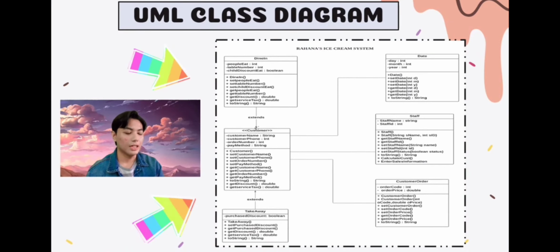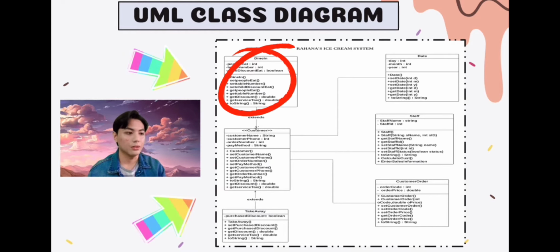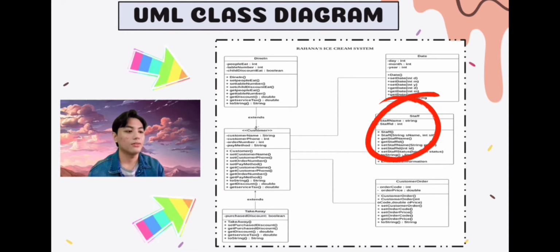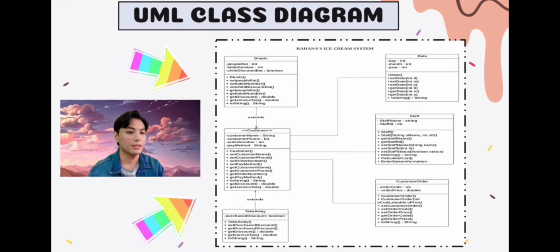Okay, this is the Rahana ice cream system UML class diagram. In this diagram, we have 6 classes. The first one is customer. Next are dine-in, takeaway, date, staff, and customer order.